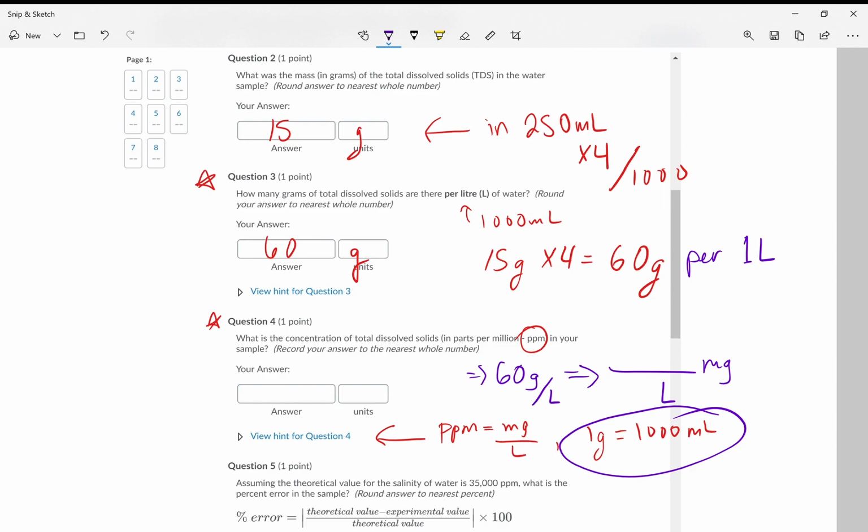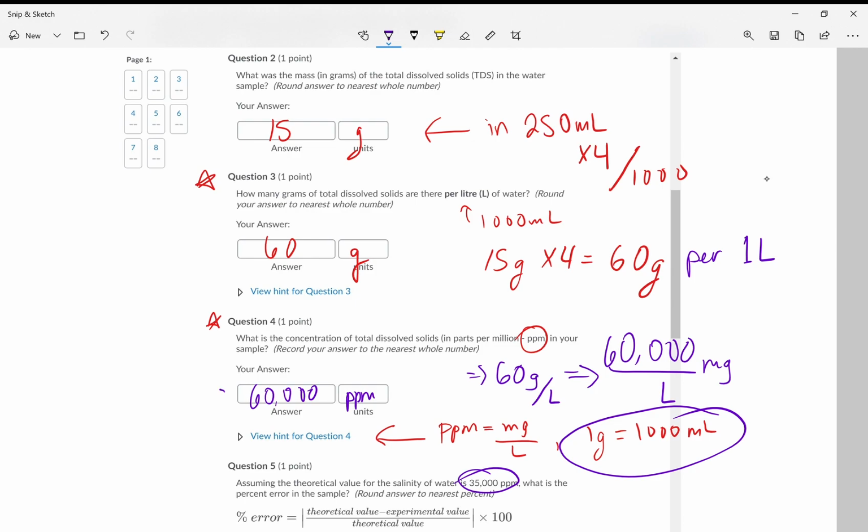The number will be quite big because the expected salinity for seawater is 35,000 parts per million, or 35 parts per thousand. So you will get a very large number, 35, 40, 50, 60,000 parts per million. In this case, I would get 60,000 milligrams per liter, or ppm. Okay, so my answer here would be 60,000 ppm. All right, I'll leave the rest of it for you.